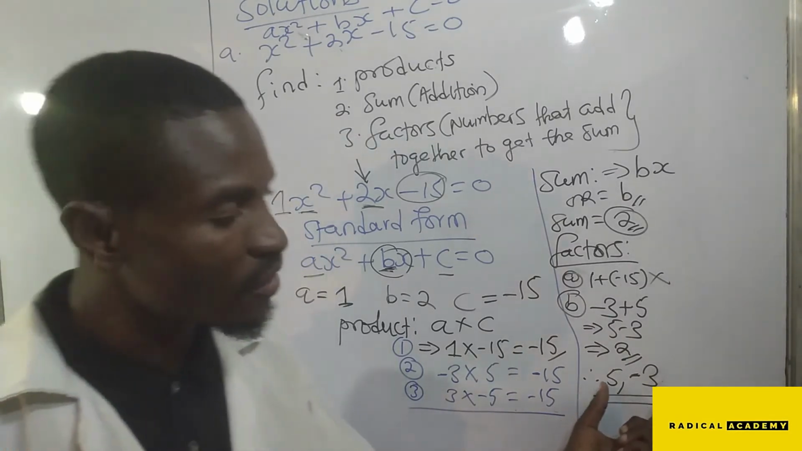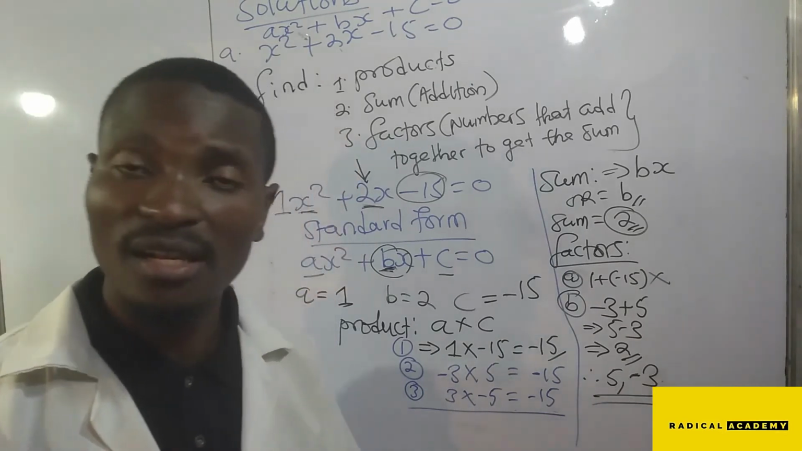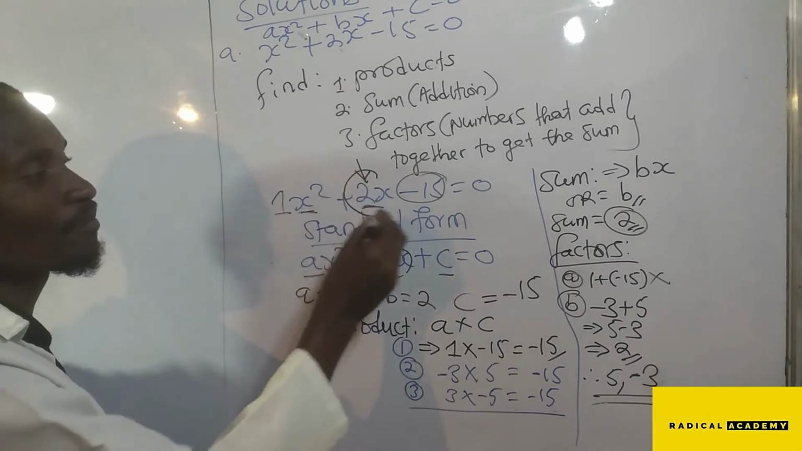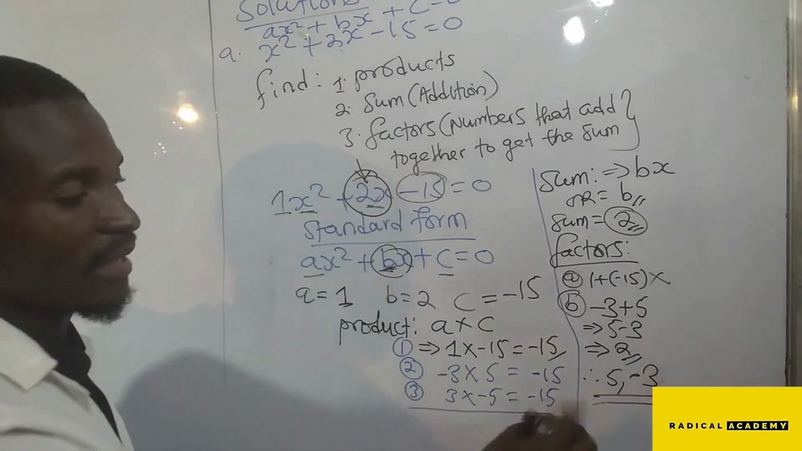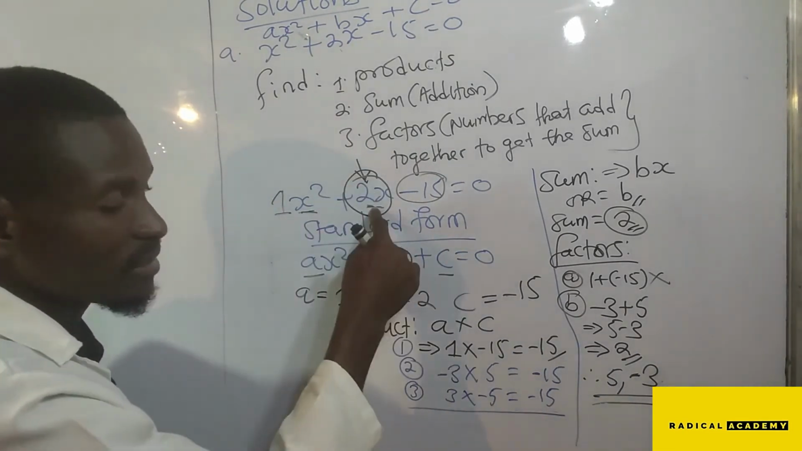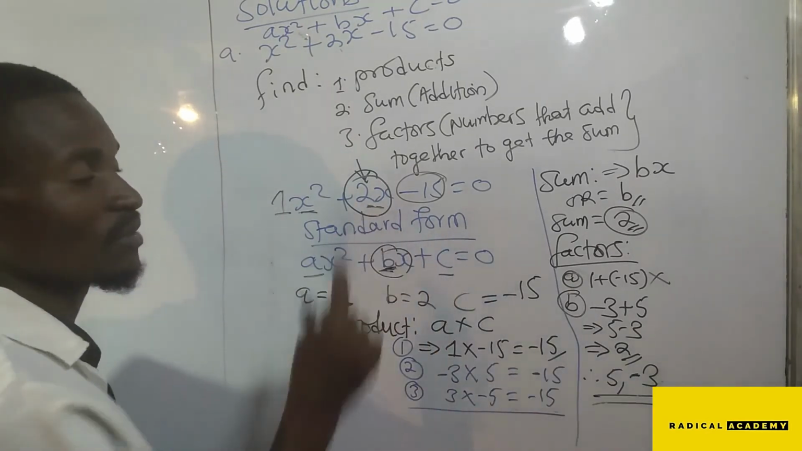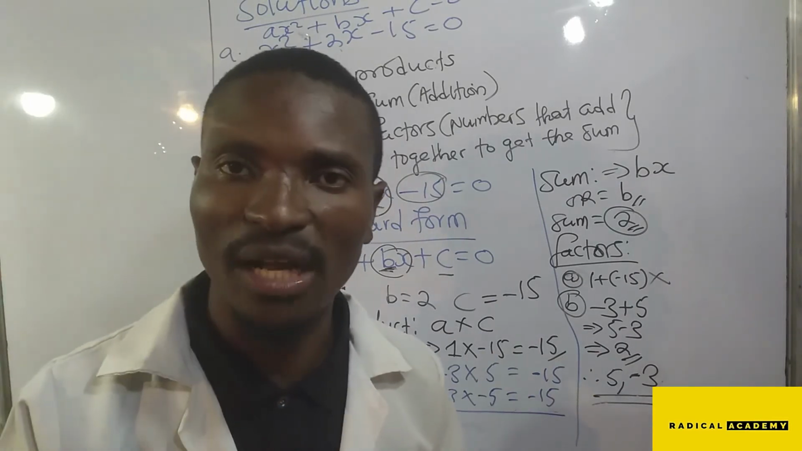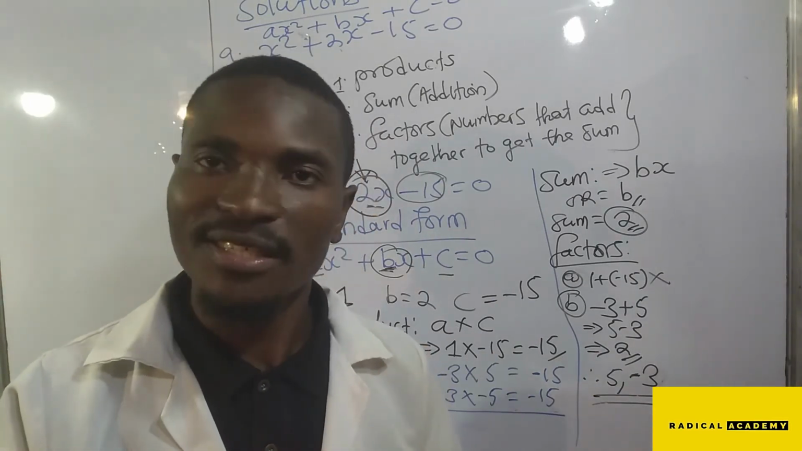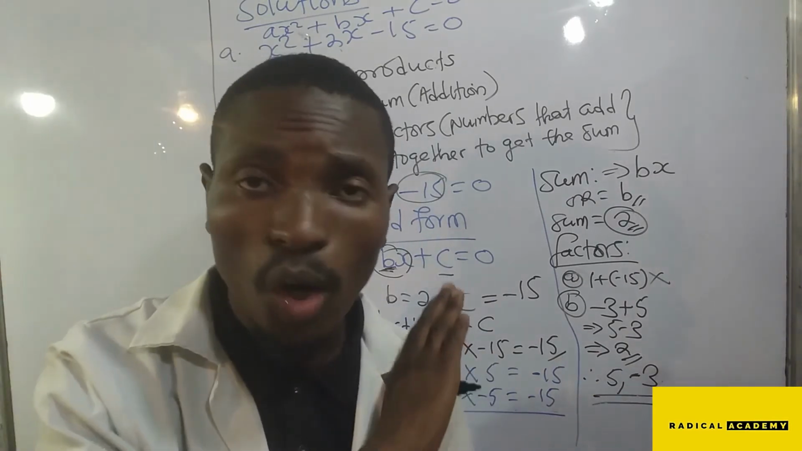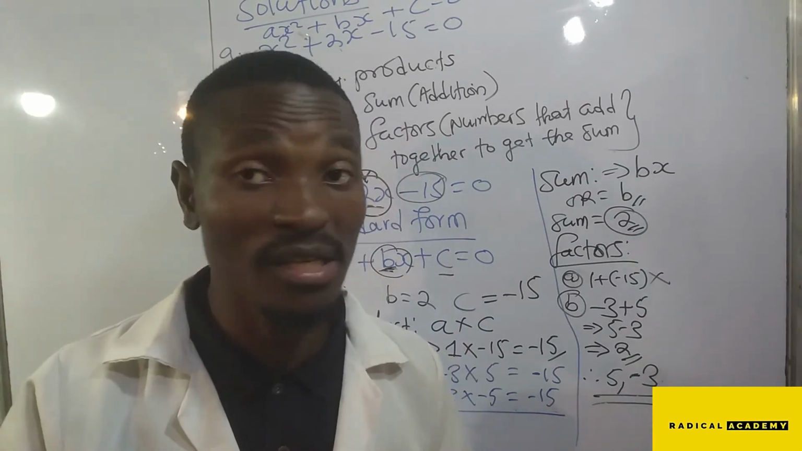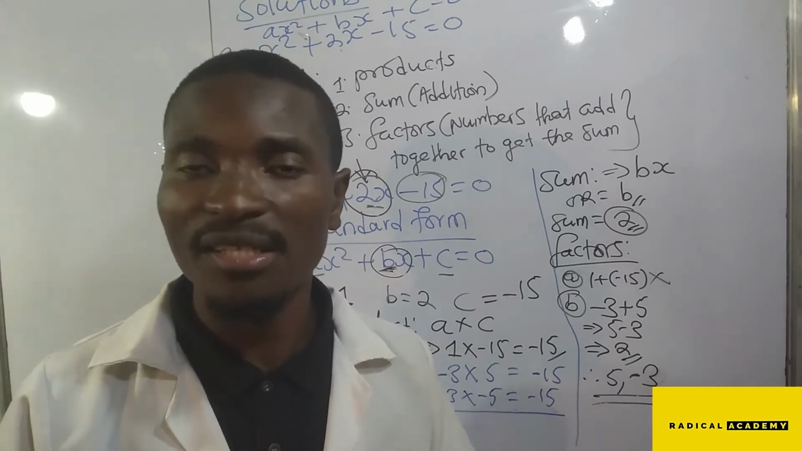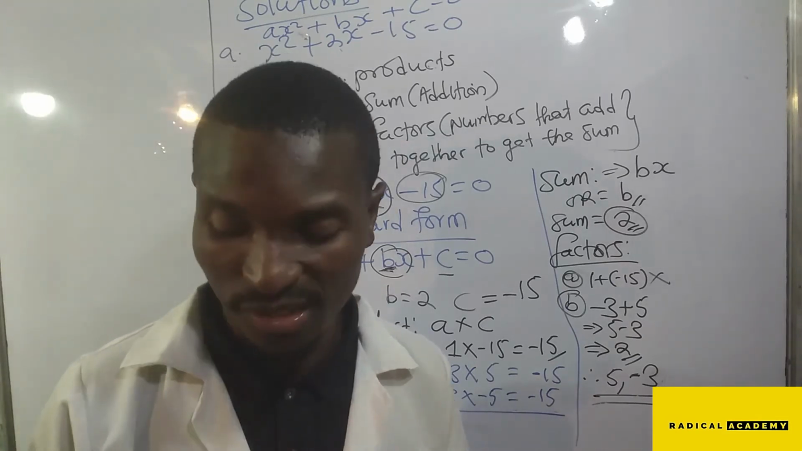Now we are going to take these 5 and negative 3, remove this one and pick this one, put it there, and then also pick this one and put it there. Once you have done that, the factorization method is over. You have gotten the key concept. All you need is to practice with some other different kinds of equations.